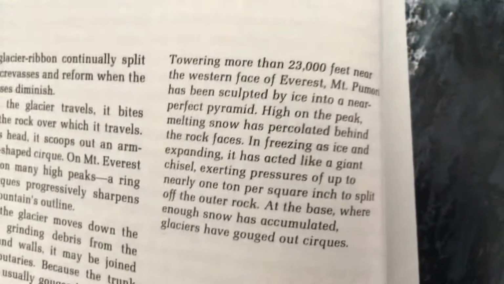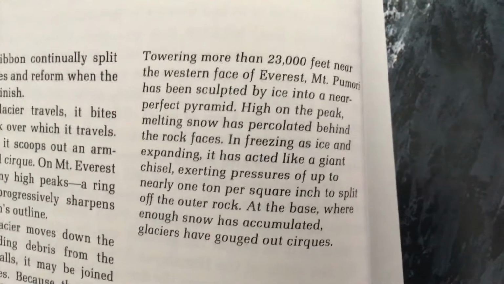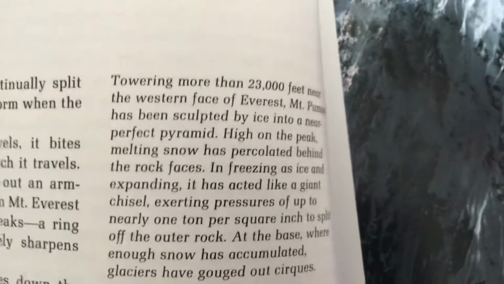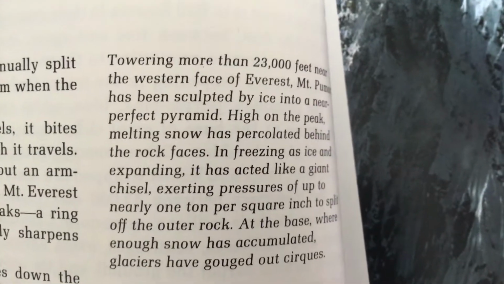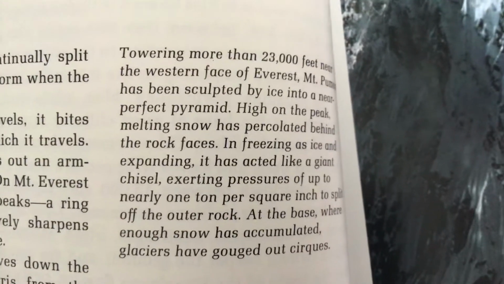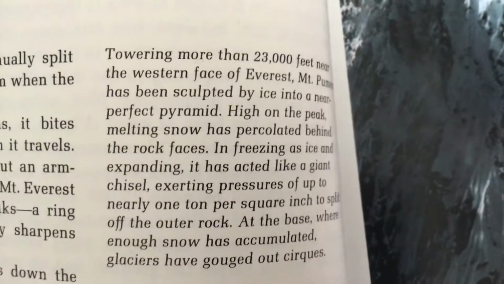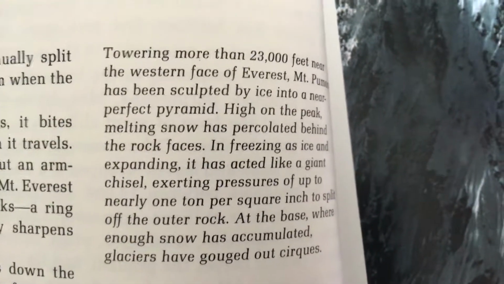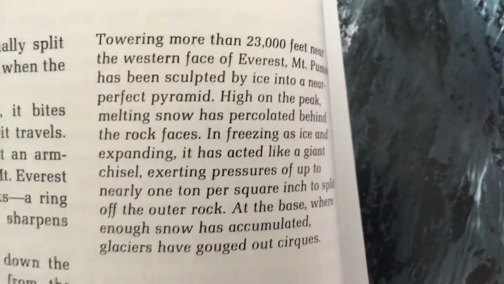Towering more than 23,000 feet near the western face of Everest, Mount Pumori has been sculpted by ice into a near-perfect pyramid. High on the peak, melting snow has percolated behind the rock faces. Freezing as ice and expanding, it has acted like a giant chisel, exerting pressures of up to nearly 1 ton per square inch to split off the outer rock. At the base, where enough snow has accumulated, glaciers have gouged out cirques.